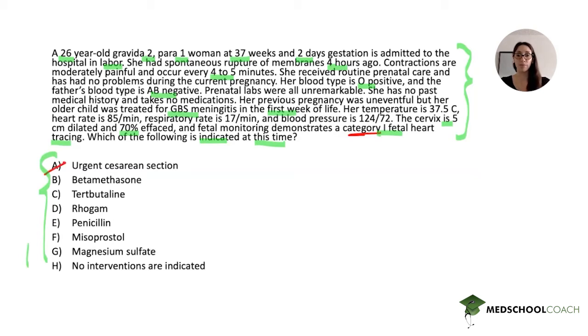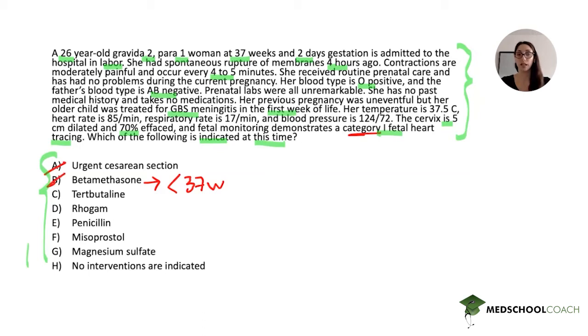Betamethasone. This is testing your knowledge of what the indications for betamethasone are, and this is going to be given to any mother who is at risk of going into preterm labor or who's in labor less than 37 weeks. This mother here is at 37 weeks and 2 days, so she does not meet the criteria for getting betamethasone. So we can cross that one off.